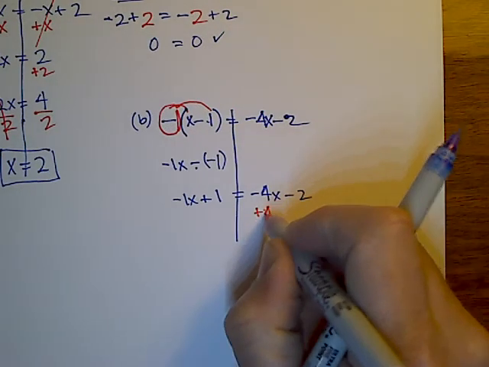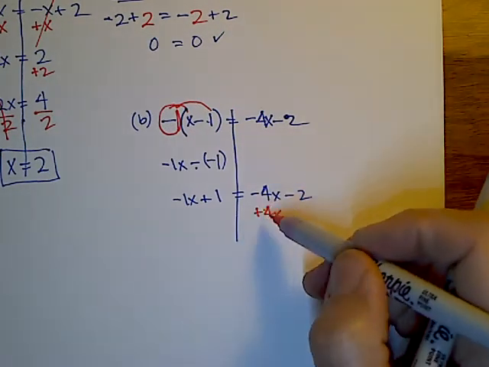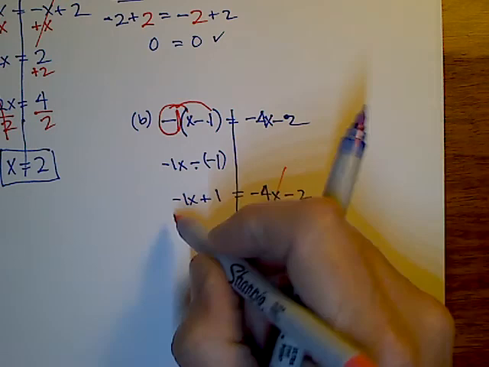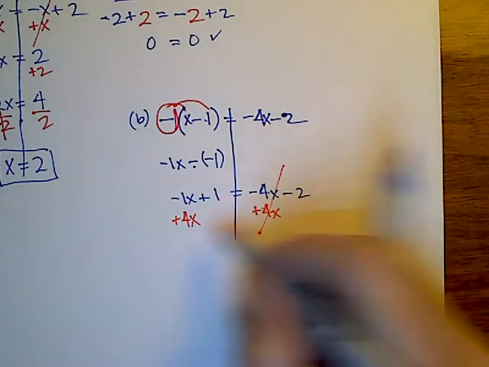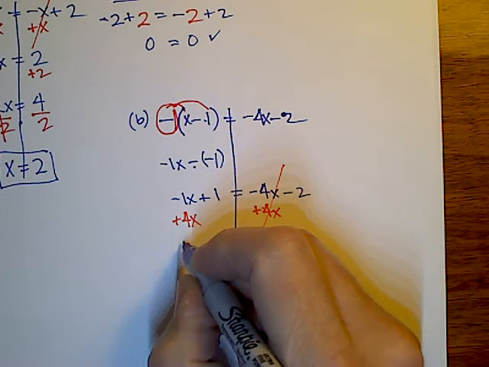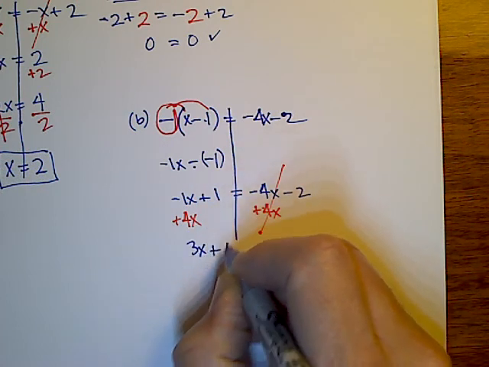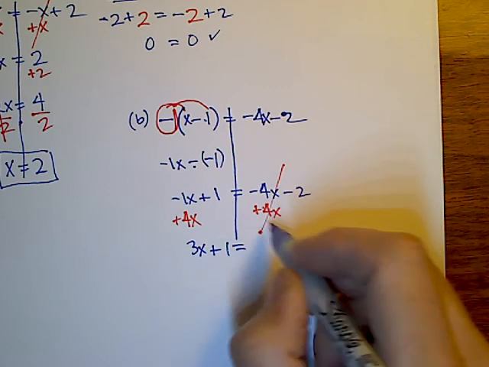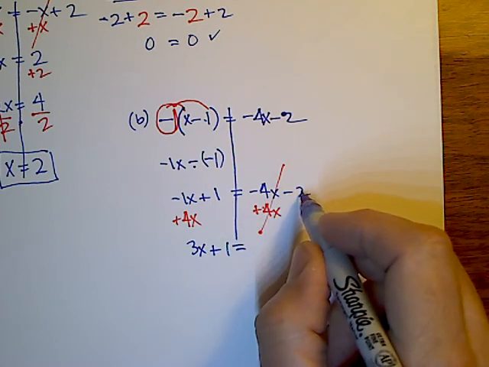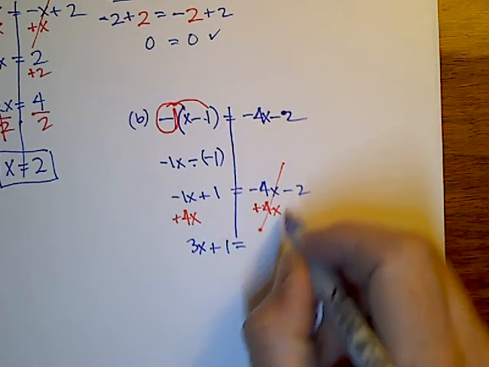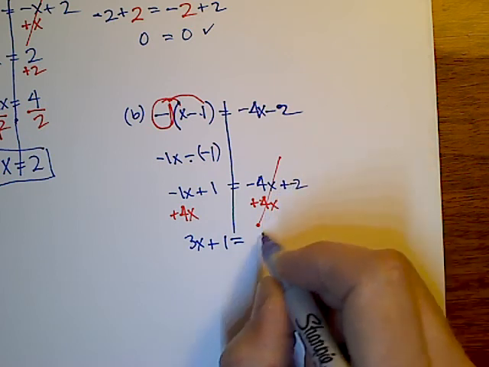I'm going to add 4x to this side because I have a negative 4x, and positive 4x goes away. So do it to both sides of the equal sign. I have negative 1x, plus 4x gives me a 3x. So I have 3x plus 1 equals, what's left over here is minus 2. That minus 2, remember, is the same thing as if I were to add the opposite, a negative 2.